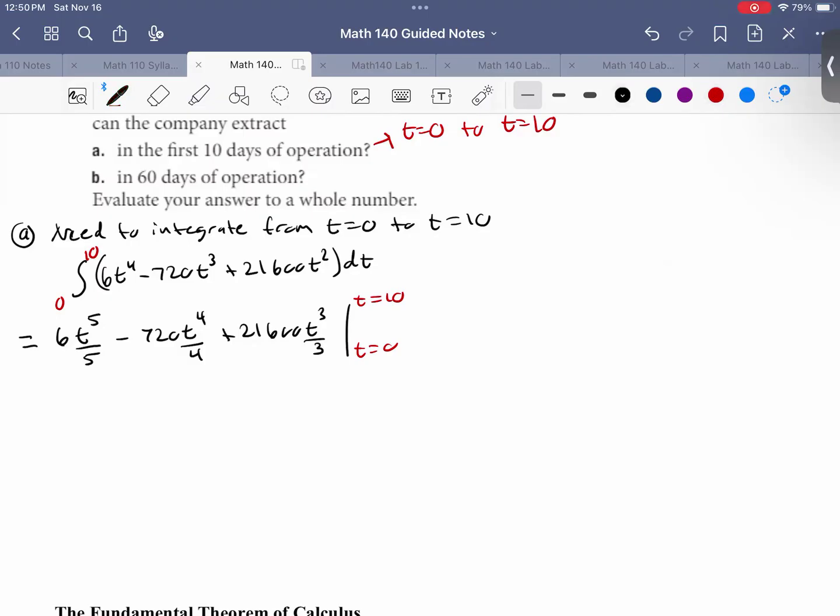Let me keep simplifying. This becomes 6/5 t to the fifth, minus 720 divided by 4, which is 180, t to the fourth, plus 21,600 divided by 3, which is 7,200, t cubed. And once again, this is from t equals 0 to t equals 10.